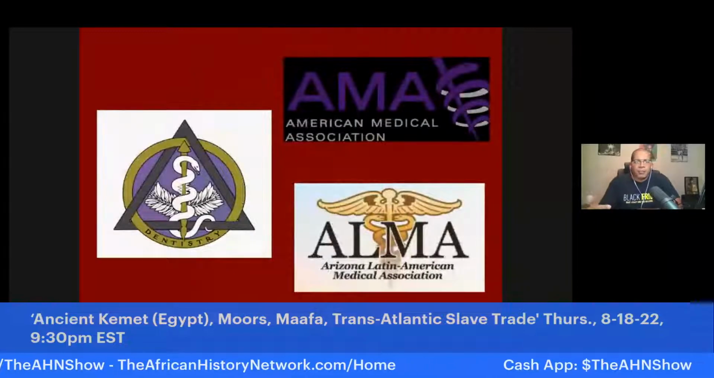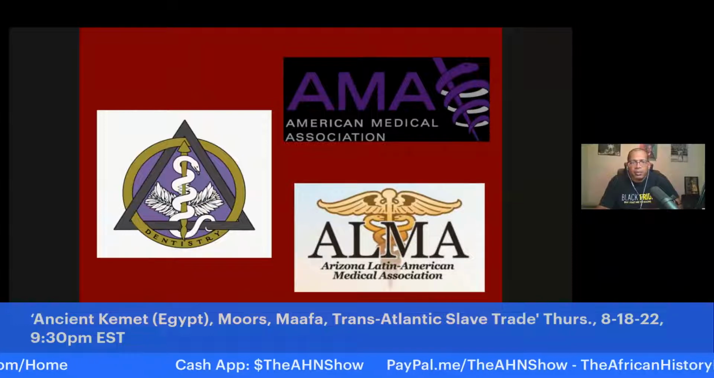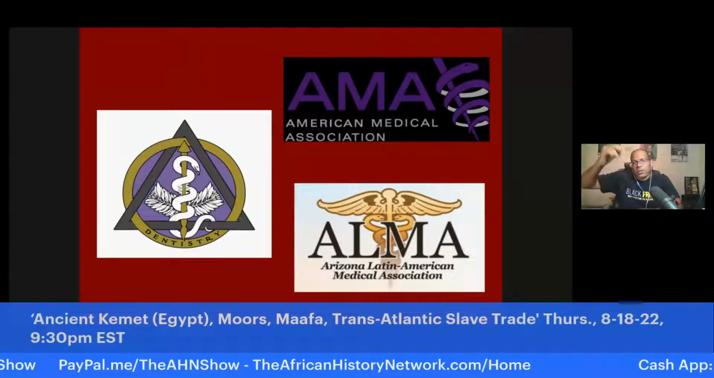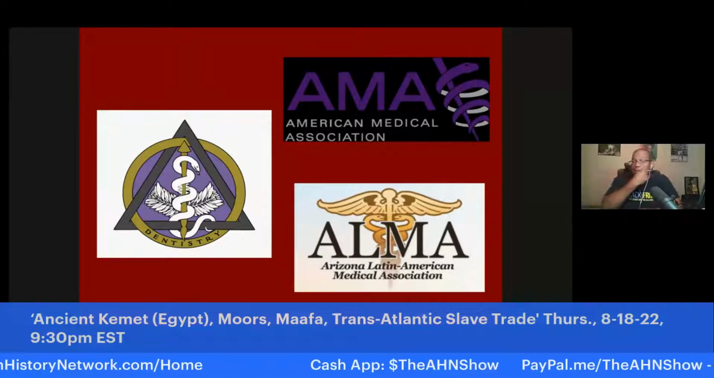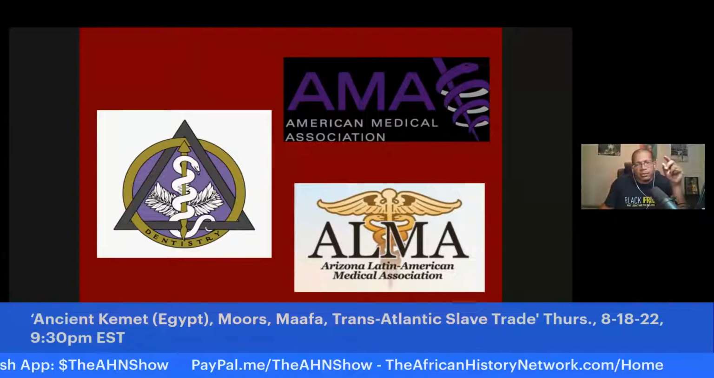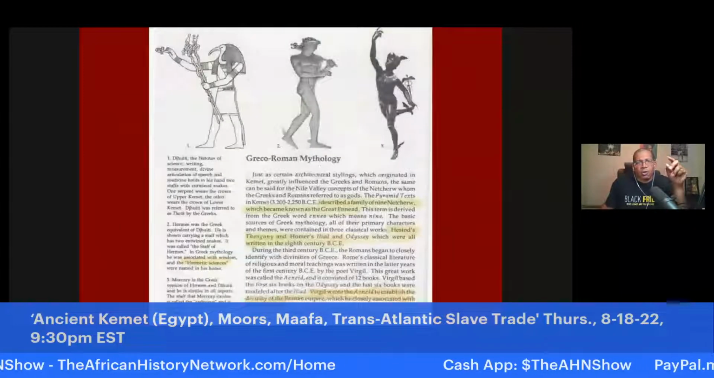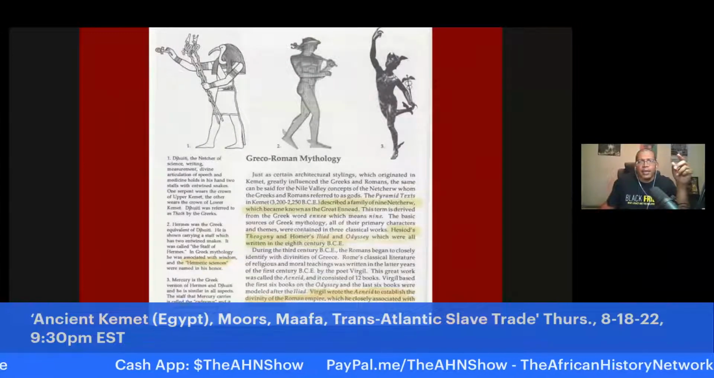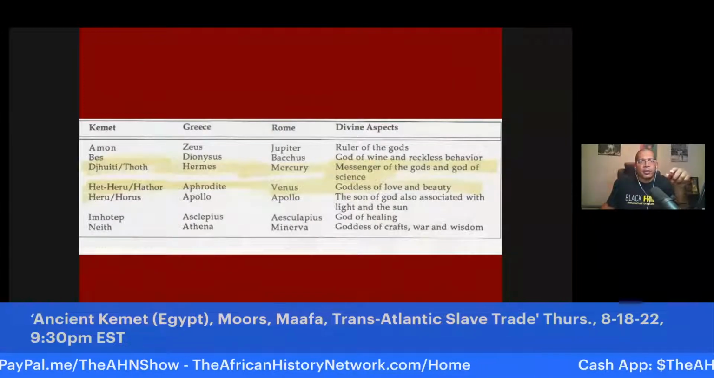So we see examples of the caduceus here, the Arizona Latin American Medical Association. We see the American Medical Association with a stick with a snake wrapped around it. We see the symbol for dentistry, all that. When you research this, the caduceus comes straight out of ancient Kemet, ancient Egypt. But it goes even deeper than this, because Mercury is also a messenger god. Mercury is a messenger.